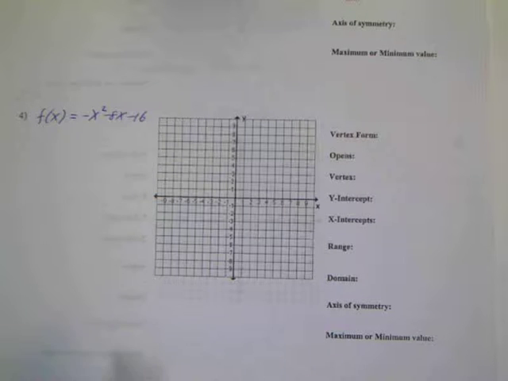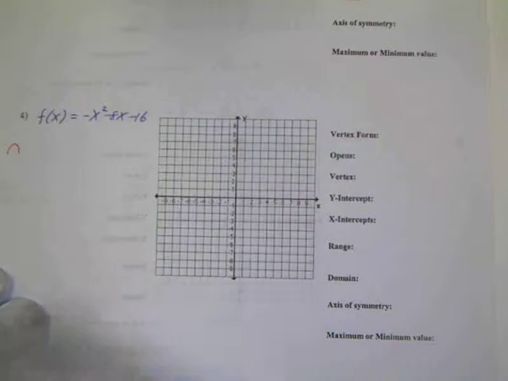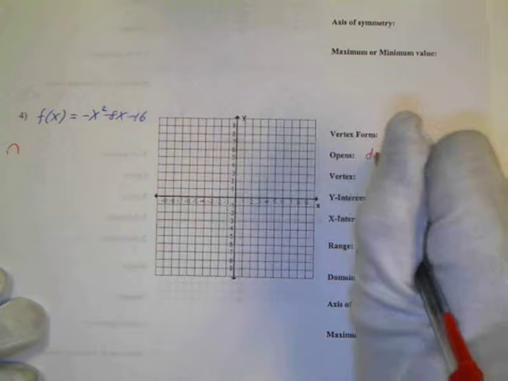But first of all, we could look at this, and right away we can see that since it's got a negative in front, it's shaped like an N for negative. So that means it's opened down. So we could fill that in right away. It opens down.